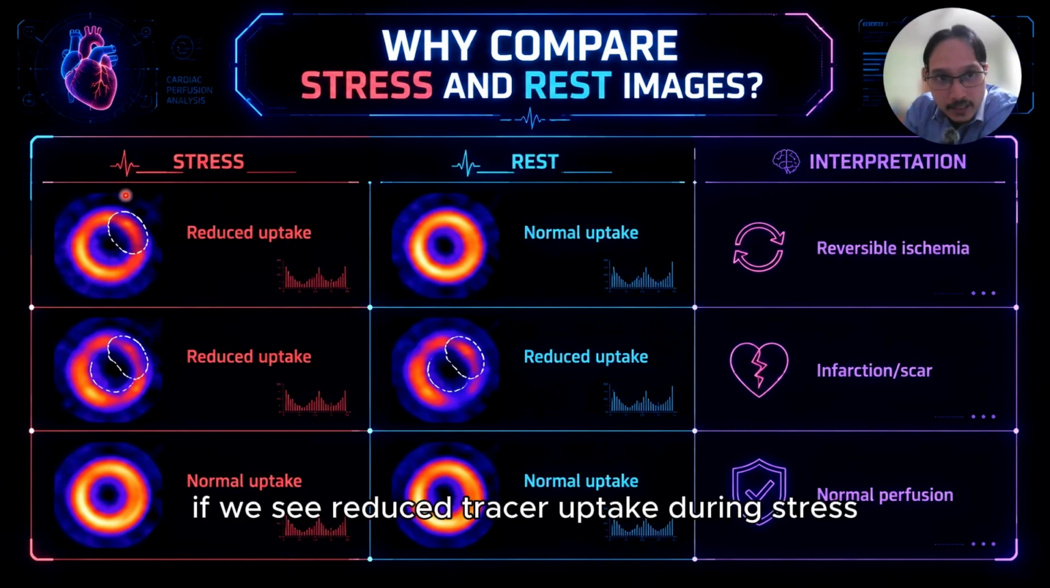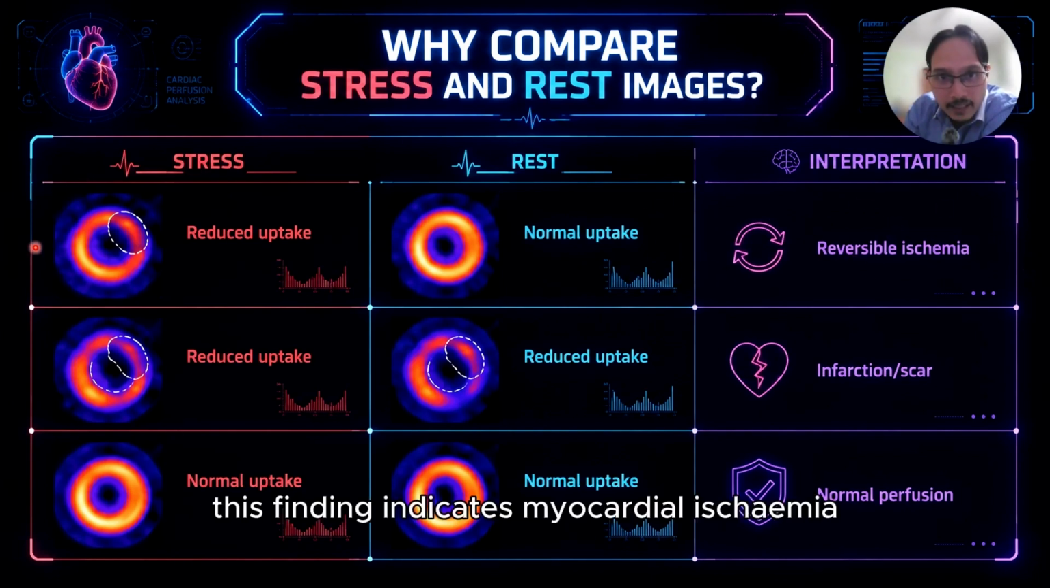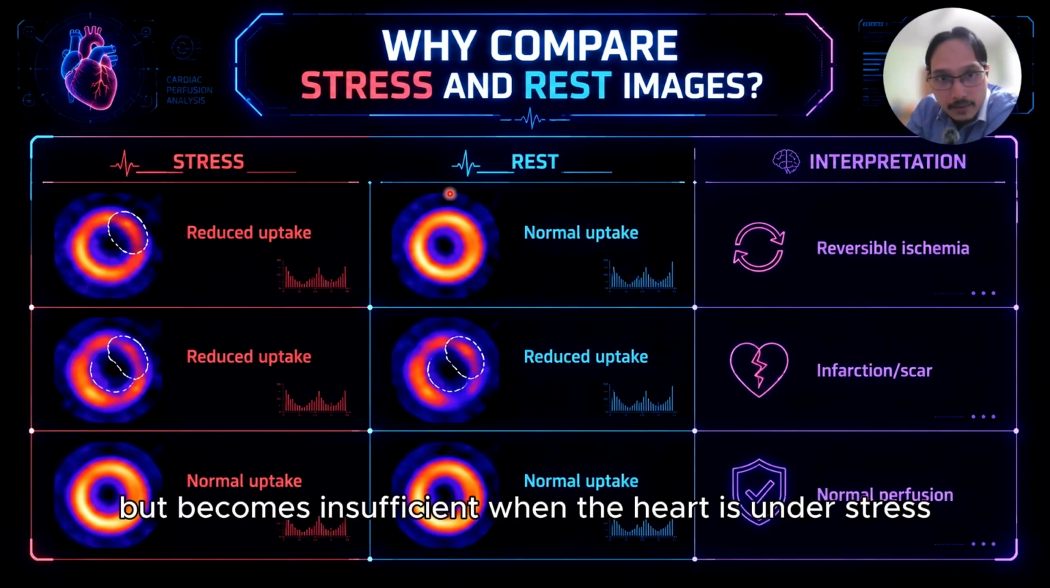If we see reduced tracer uptake during stress, but normal uptake during rest, this is called a reversible defect. This finding indicates myocardial ischemia, meaning the blood supply is adequate at rest but becomes insufficient when the heart is under stress.